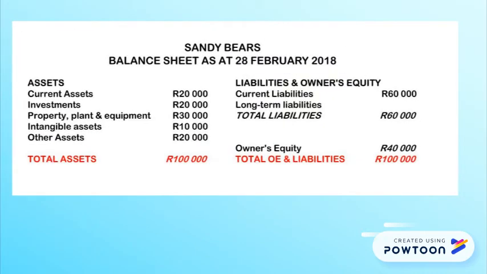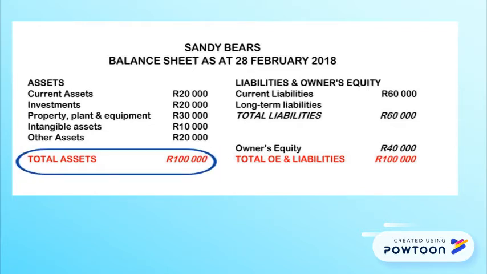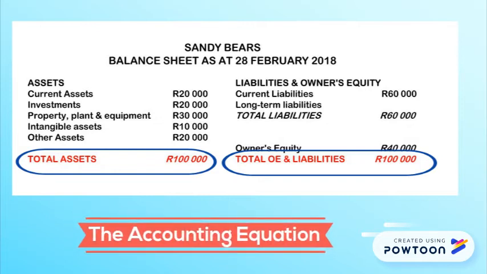Let us now look at Asanda's balance sheet. The balance sheet reports rand amounts of a company's assets, liability, and equity at a specific point in time. We can easily see that the value of Asanda's assets equal the sum of her liabilities and her equity. This relationship is called the accounting equation and holds for every company irrespective of how it operates.